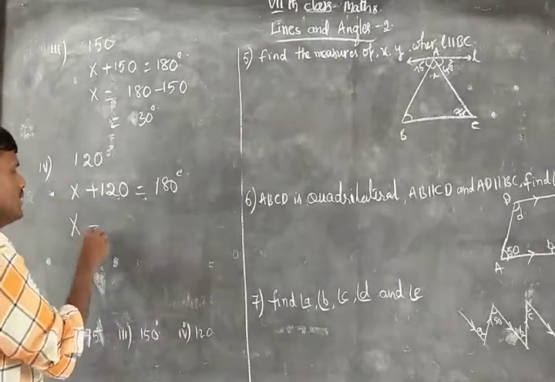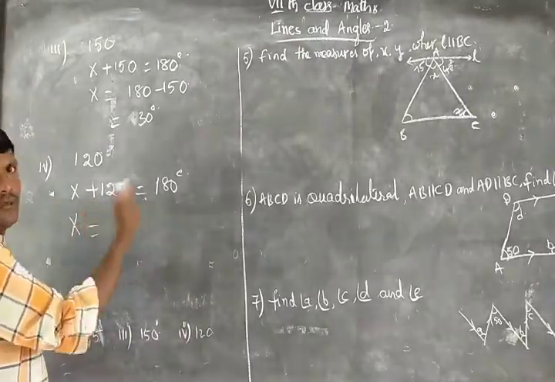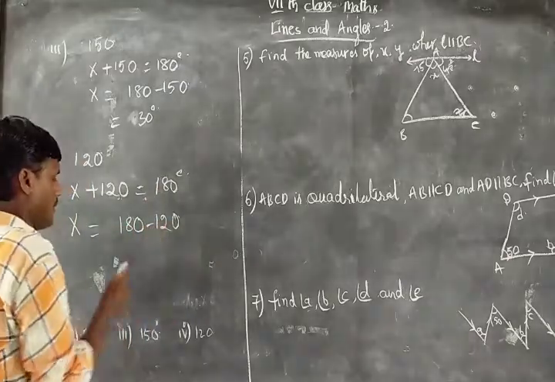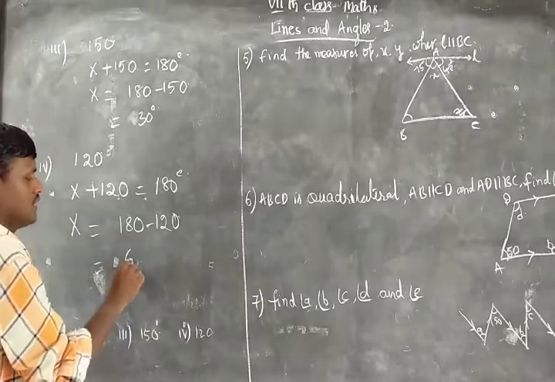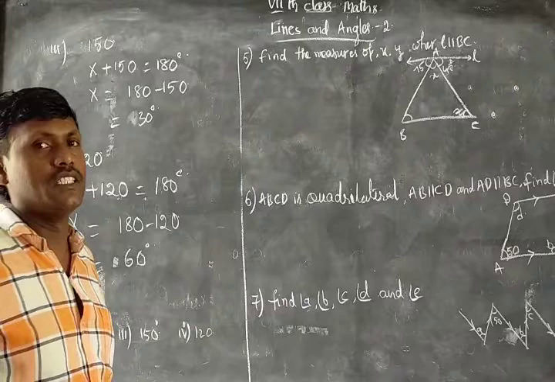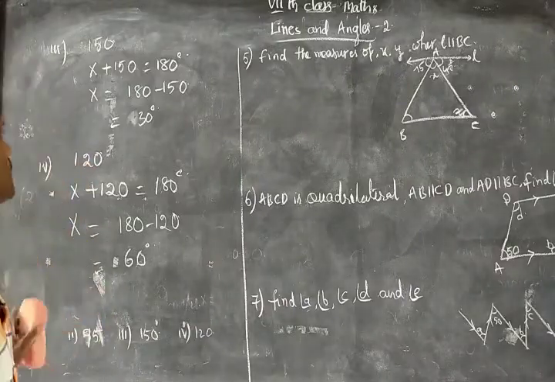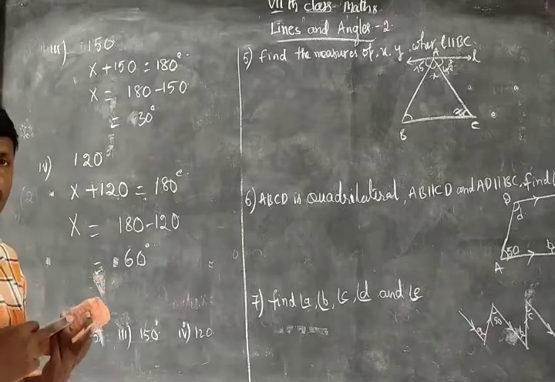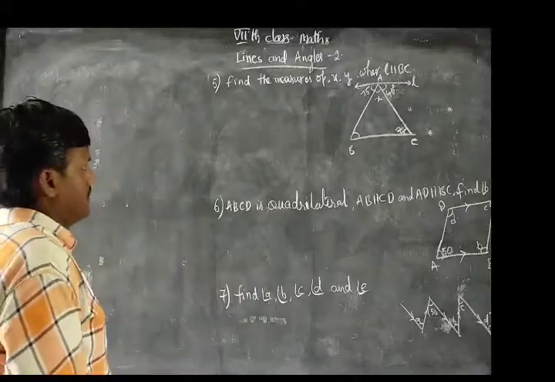So x is equal to 180 minus 120, since plus 120 becomes minus 120. This can be written as the difference between 180 degrees and 120 degrees. How much is it? 60 degrees. This is about supplementary. We learned complementary and we learned supplementary. What was given actually?